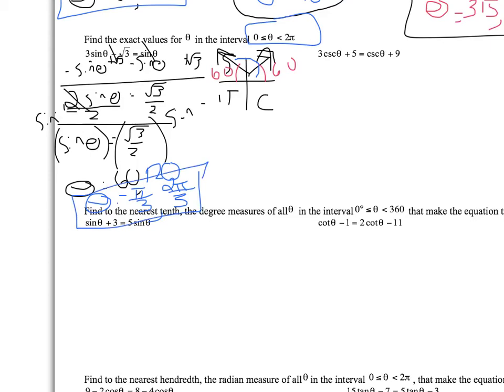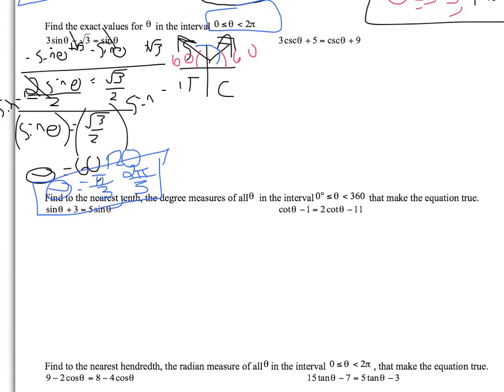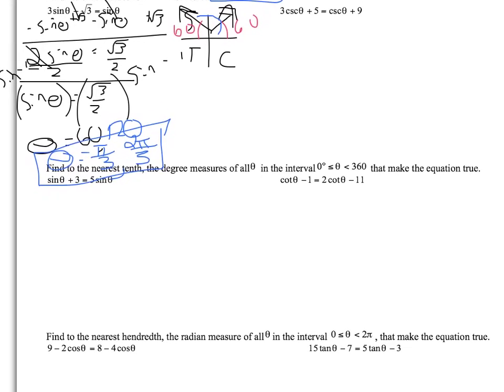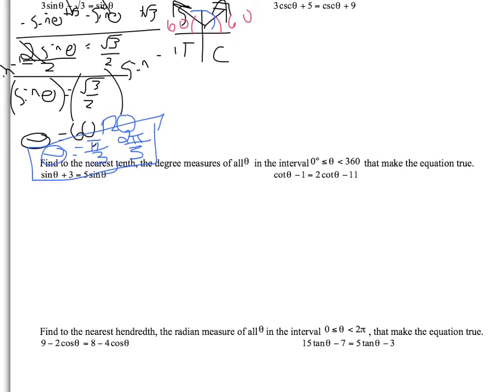I'm going to skip this one, but I will do the one on the bottom right here, so that you can see how to deal with a reciprocal function, in this case a cotangent, when you try a cosecant. Okay, so looking at this next one, it says find to the nearest tenth the degree measure of all theta that make the equation true. So we are going to start by solving the same way. We are going to subtract the cotangent, and let's add the 11. So we'll have cotangent theta equals 10.